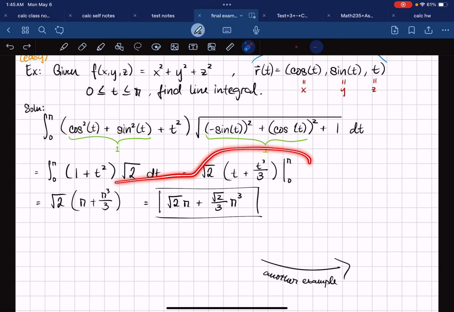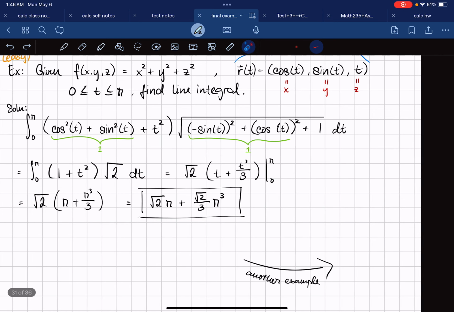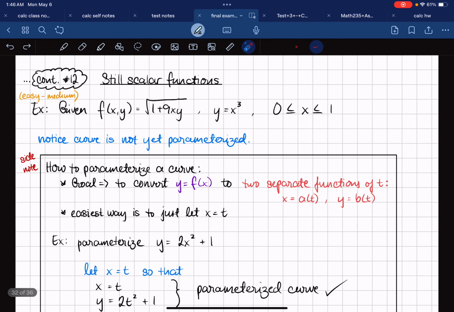And then we solve it as usual. And we get this answer right here. So pretty quick and easy. Let's go to a bit of a harder example. Not hard at all, but let's do it.